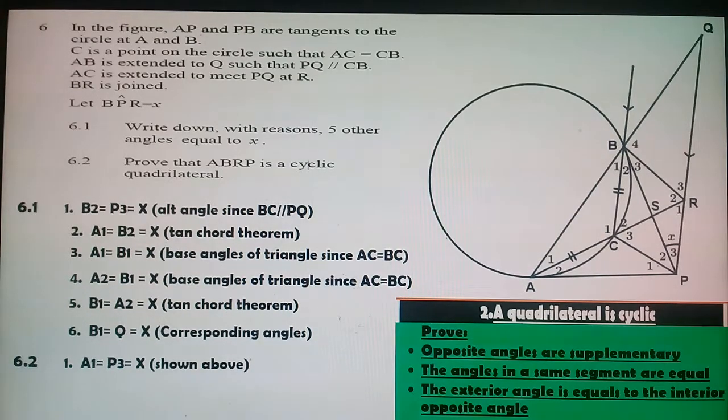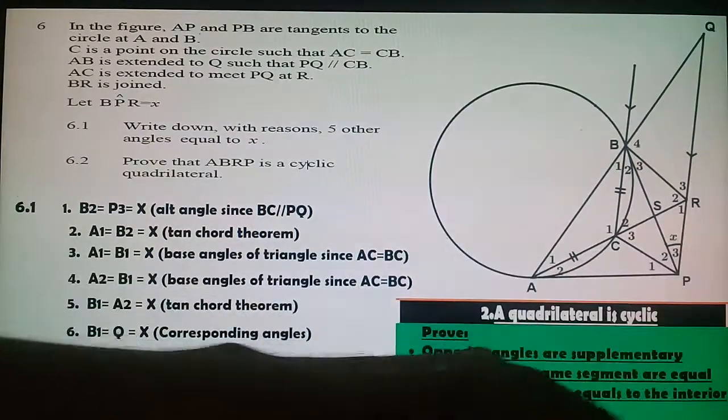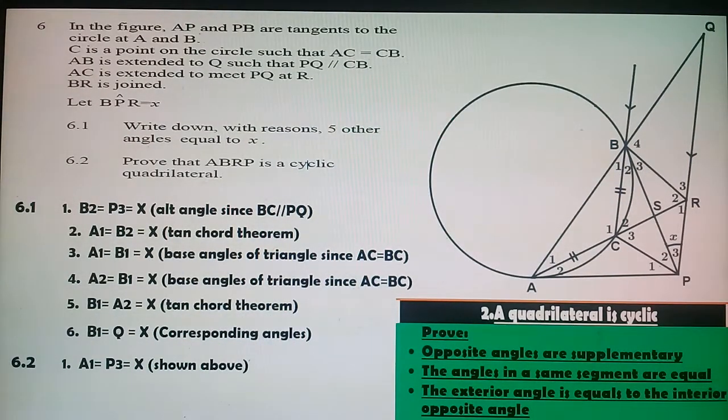Then our conclusion is that ABRP is a cyclic quadrilateral. What is the reason for that? The angles in the same segment. Therefore, ABRP is a cyclic quadrilateral. The reason for that: angles in the same segment. Wow, how nice is mathematics.